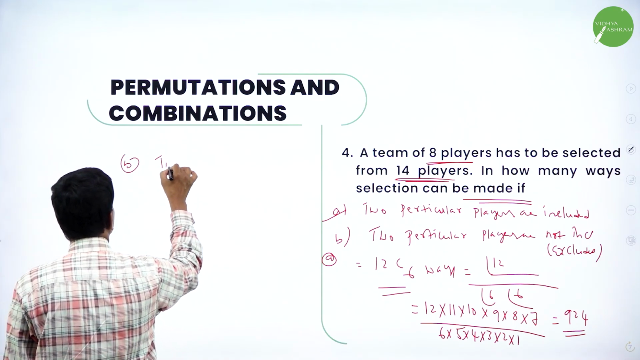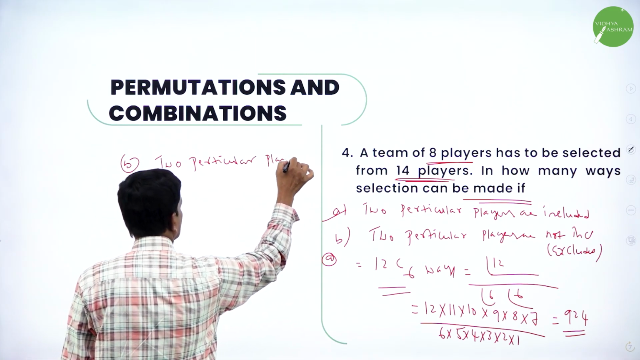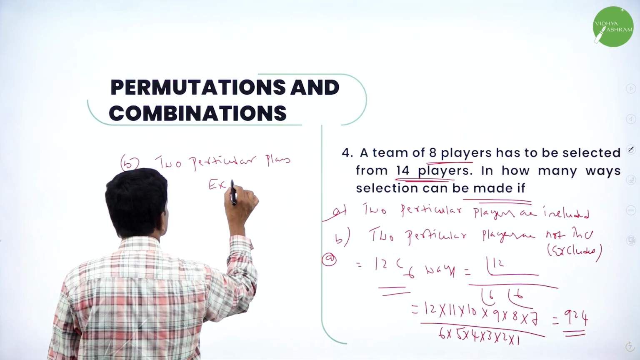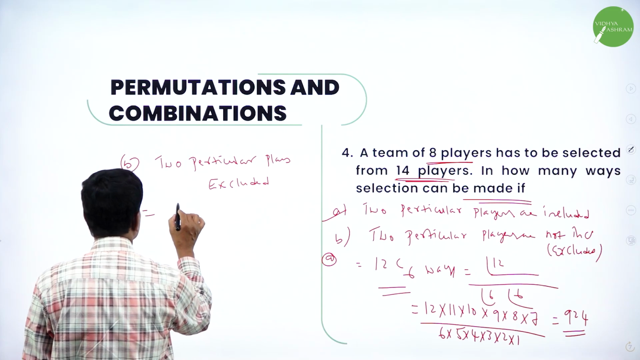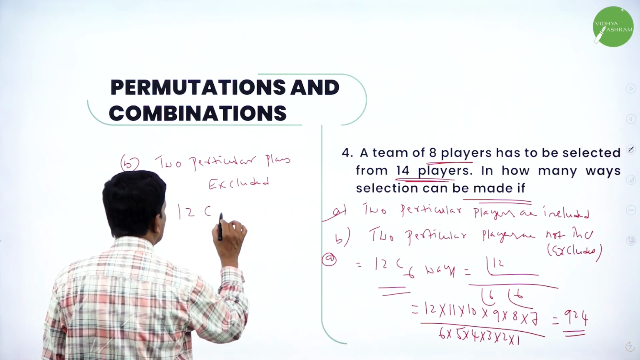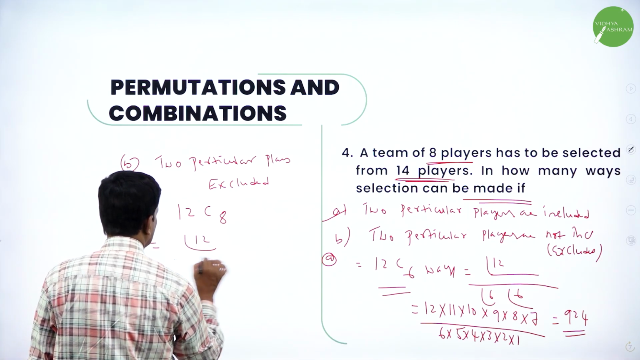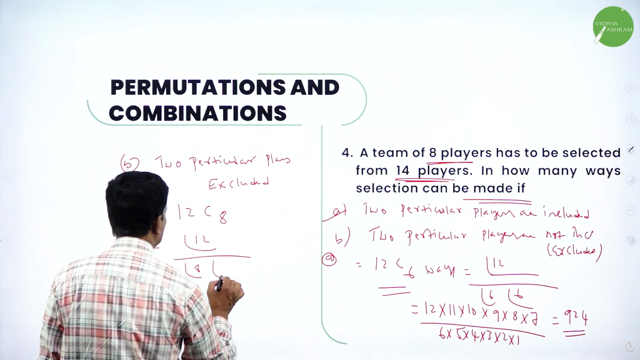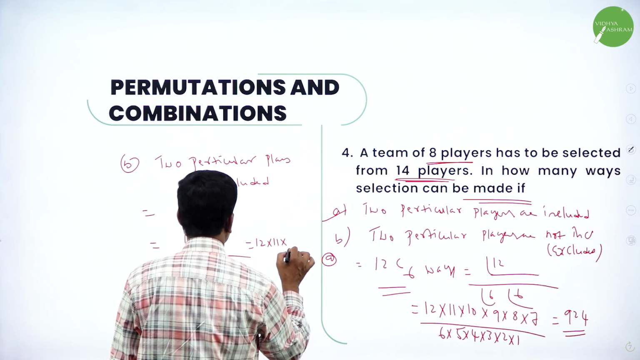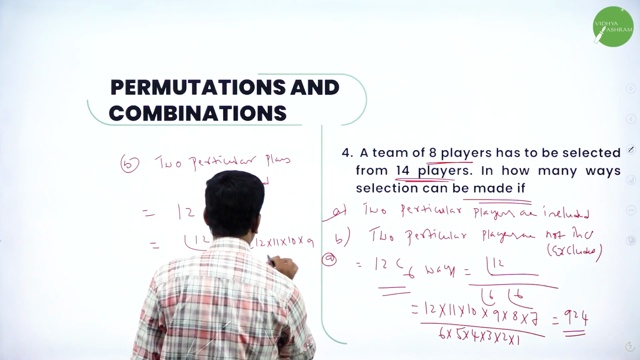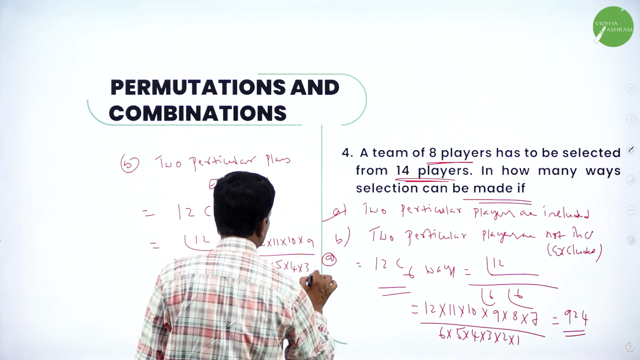If two particular players are excluded, then the count is 12C8. So 12C8 is the required answer. That's equal to 12 factorial divided by 8 factorial into (12 minus 8) which is 6 factorial. So this is equal to 12 into 11 into 10 into 9 divided by 6 into 5 into 4 into 3 into 2 into 1.